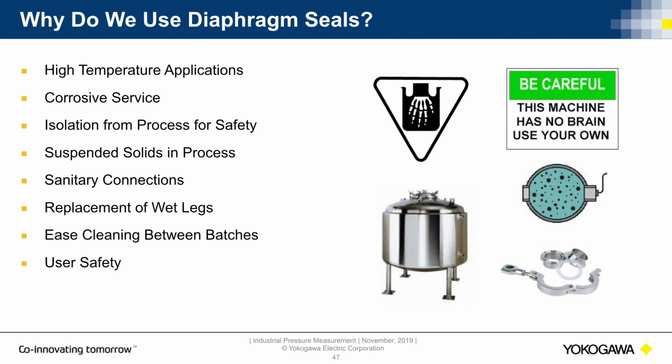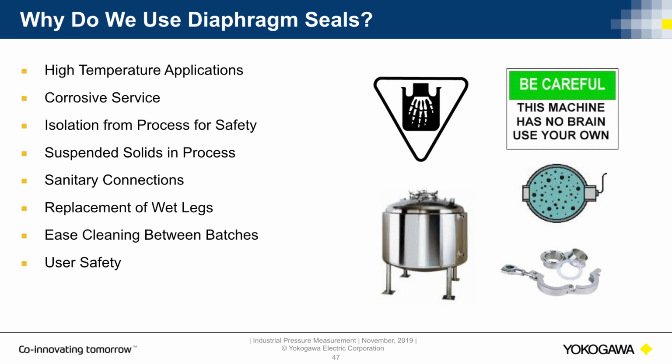Sanitary connections for the food and beverage industry: we can get those with these remote seals. Replacement of wet legs. These are impulse line stainless steel tubing that we fill with typically condensate water that can empty and fill and cause issues with your measurement. Having this sealed diaphragm seal system really helps with that. Ease of cleaning between batches: we can have what are called flushing connections, so you're able to flush out these process connections between batches.